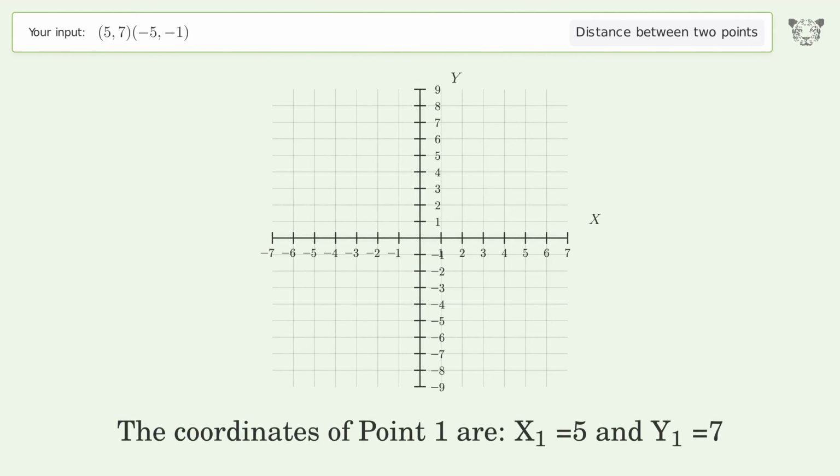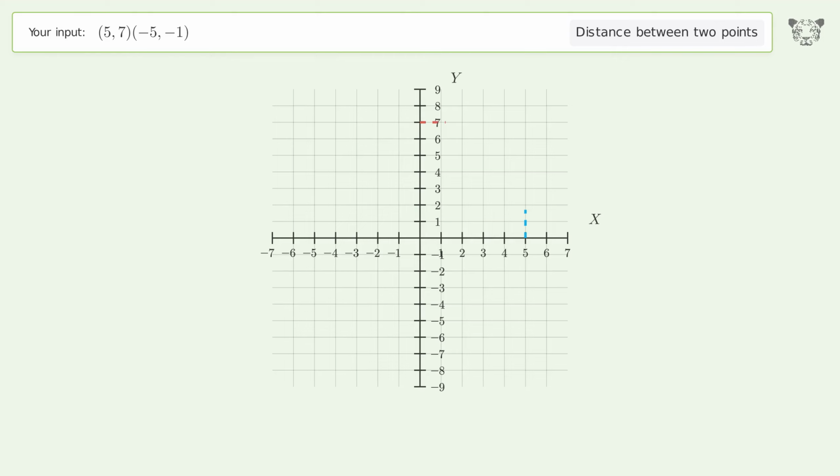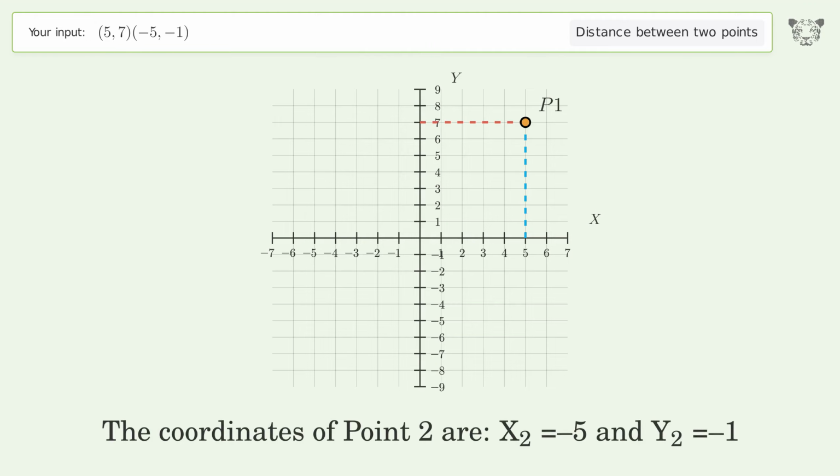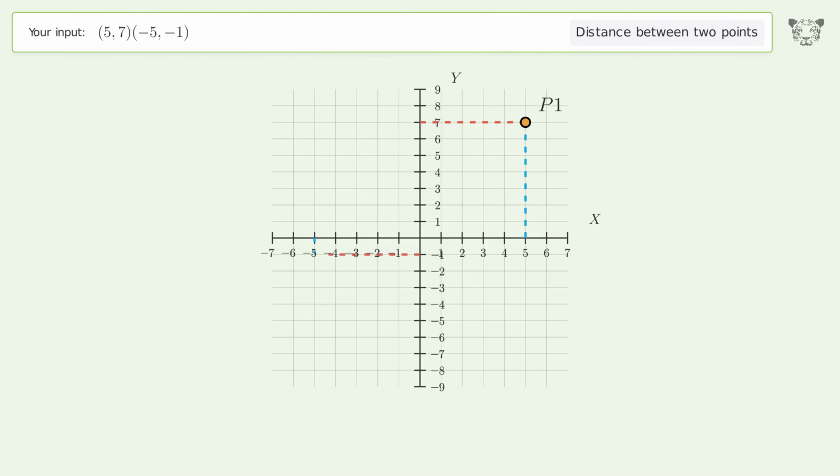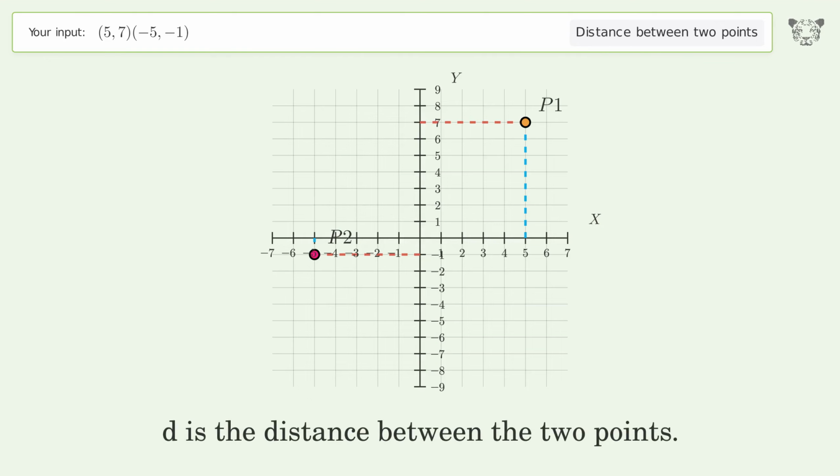The coordinates of point 1 are x1 equals 5 and y1 equals 7. The coordinates of point 2 are x2 equals -5 and y2 equals -1. D is the distance between the 2 points.